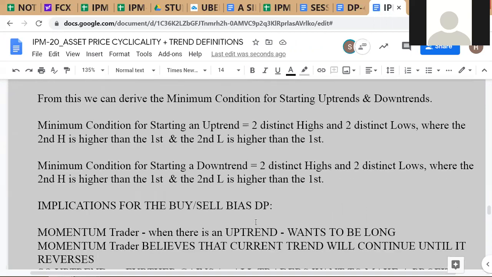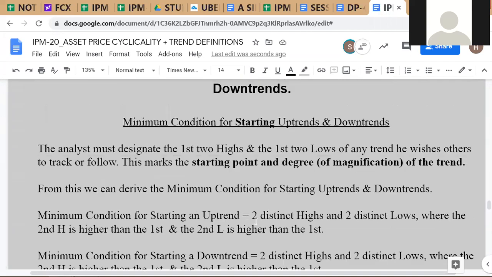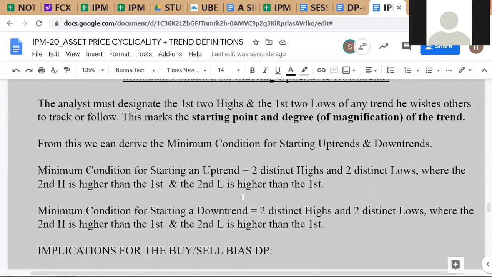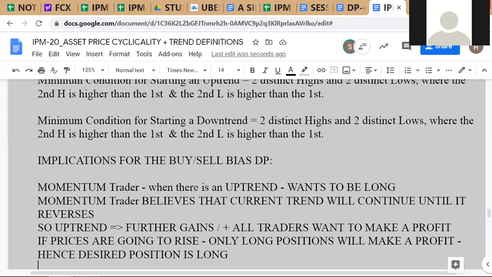Okay, so that's what we are talking about here. So what is the implication? We were talking about the minimum condition for starting uptrends and downtrends, and from there we are just talking about an uptrend. If you're talking about what this means for the buy-sell decision problem, if you're a momentum trader, the moment you see an uptrend, you want to go long.